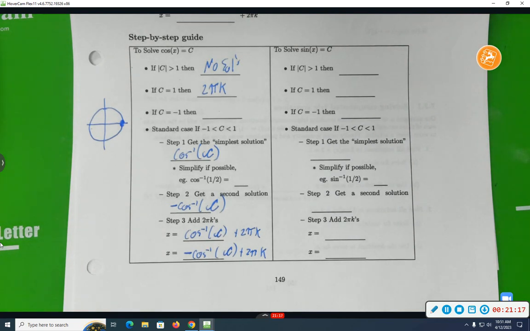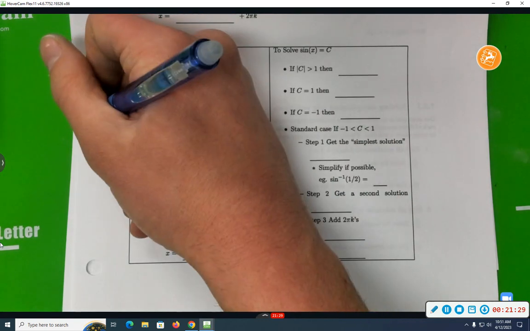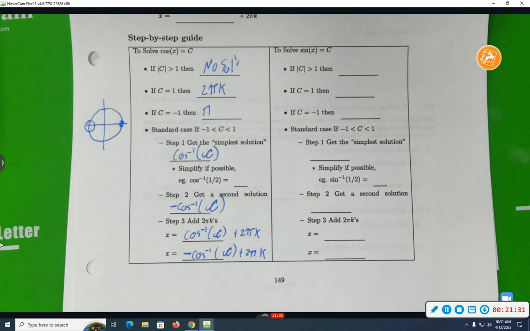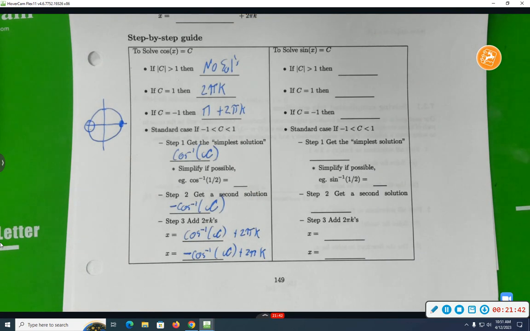What if you want to get to x equals negative 1? That's pi, or 180 if you like degrees. In fact, is that point the only point on the unit circle where x is equal to negative 1? So that's the only solution, and then you add 2 pi k's. So there's a complete flowchart for solving simple cosine equations.